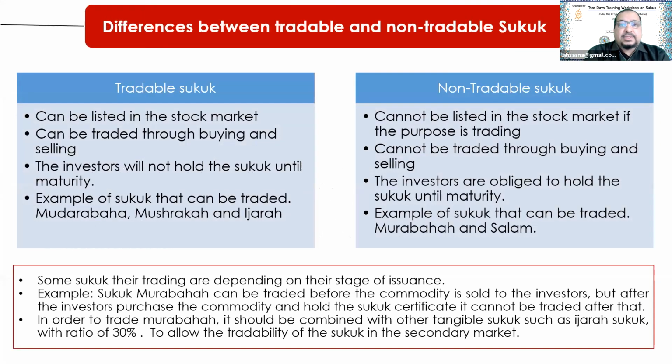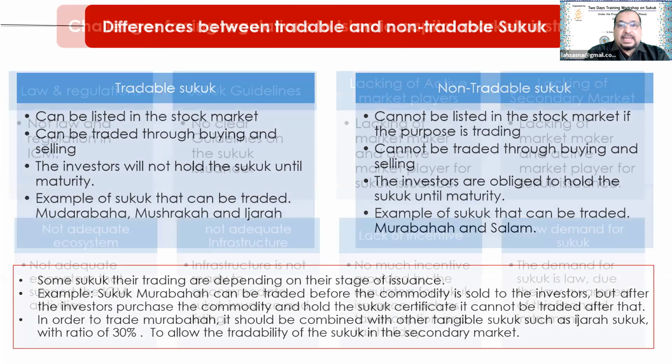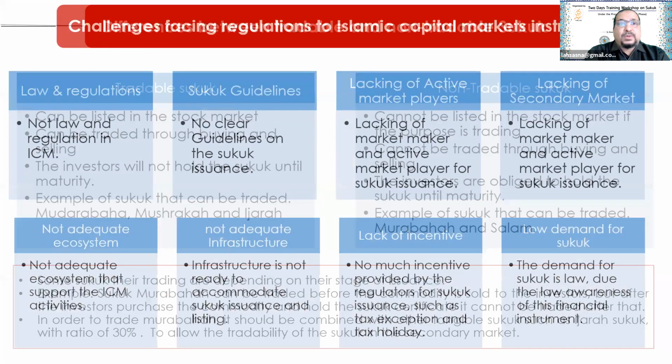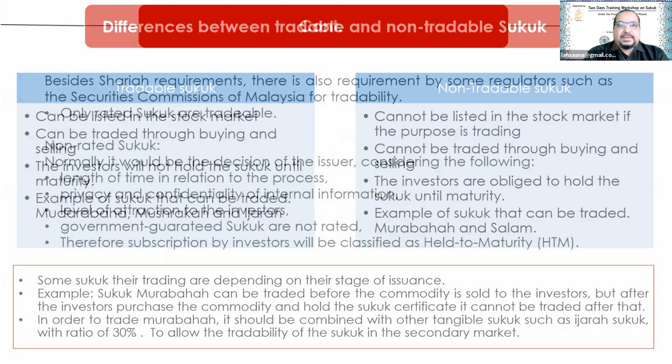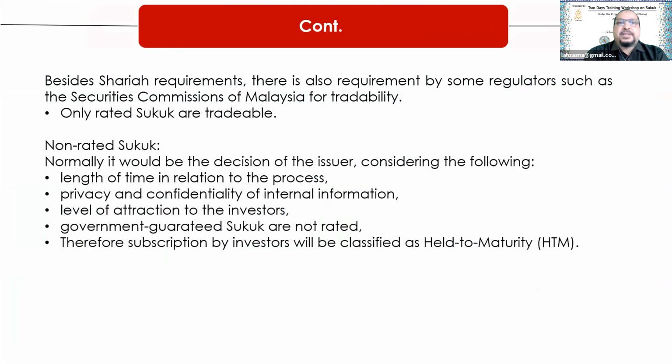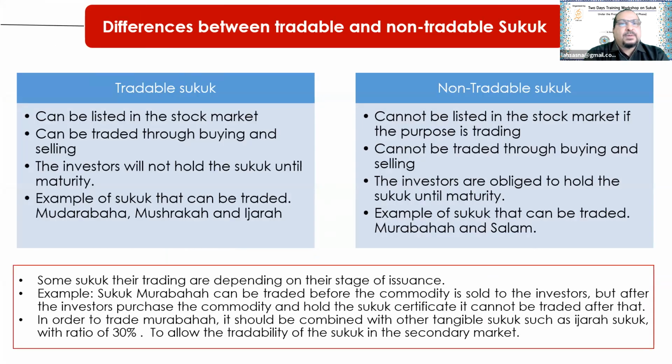Let me go to the last two slides, before I close the session of yesterday, or the materials of yesterday. Difference between tradable and non-tradable. Number one, tradable Sukuk means that it can be listed in the stock market. They can be subject to buying and selling. The investor will not hold the Sukuk until maturity. And we have examples like Mudaraba, Musharaka, and Ijara.